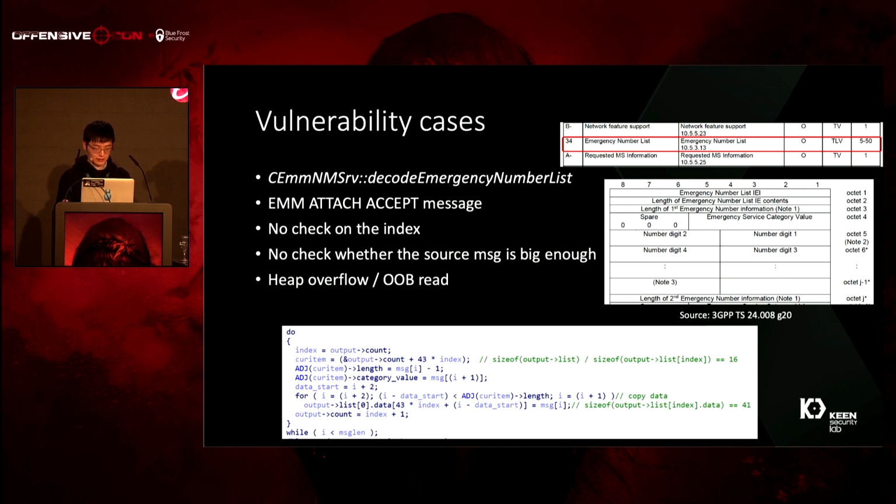Another problem is that there's no check on whether the source message is big enough. For example, we send a 20 bytes message, but we fake the length as 200. Then we can read out of bound on the heap.